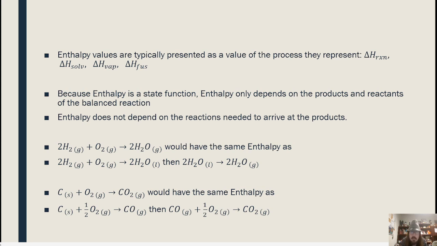Now, enthalpy values typically have a subscript behind them representing what they mean to represent. Delta H of rxn means a reaction, running a reaction as written. Delta H of solv stands for solvation, the act of dissolving something: how much energy is gained or lost when water has to break up the bonding. Vaporization, vap, is to boil an object. Fusion is to freeze or melt something, the energy it takes to turn a solid to a liquid or vice versa.